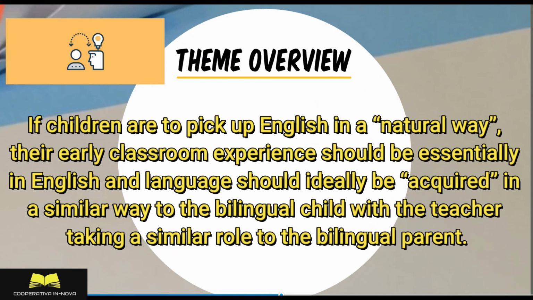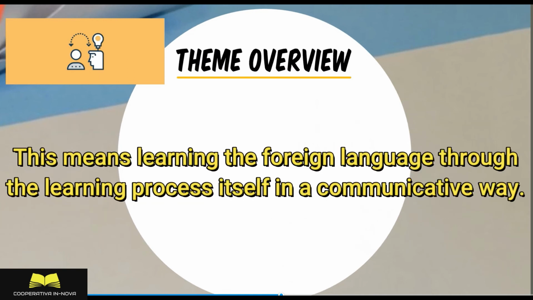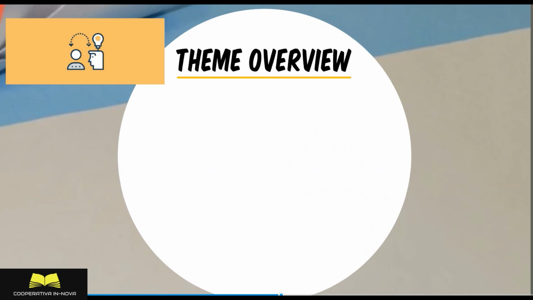If children are to pick up English in a natural way, their early classroom experience should be essentially in English, and language should ideally be acquired in a similar way to the bilingual child, with the teacher taking a similar role to the bilingual parent. This means learning the foreign language through the learning process itself in a communicative way.